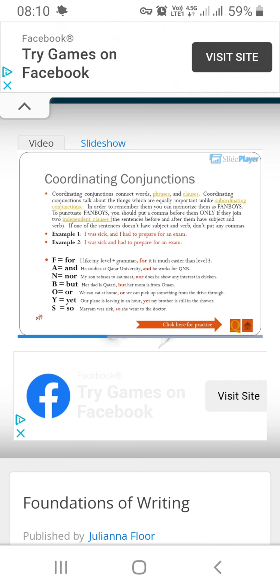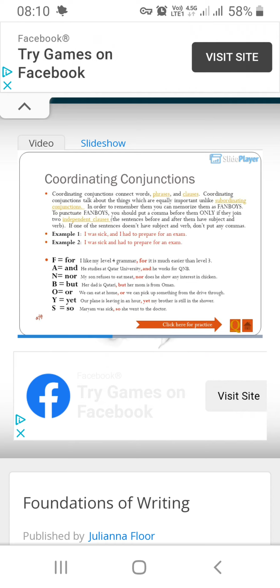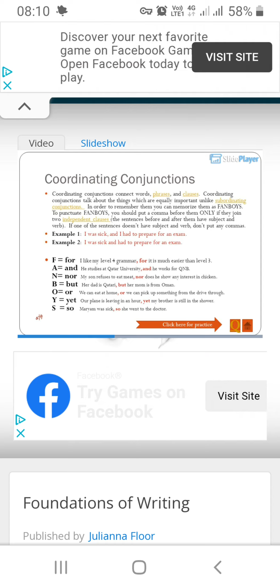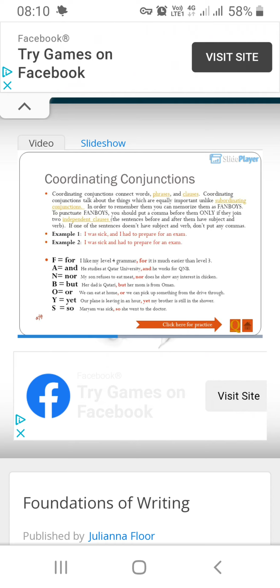To punctuate FANBOYS, you should put a comma before them only if they join two independent clauses. The sentences before and after them have a subject and verb. If one of the sentences doesn't have a subject and verb, don't put any commas. Example 1: I was sick, and I had to prepare for an exam. Example 2: I was sick and had to prepare for an exam.